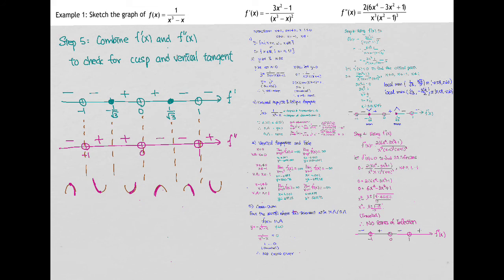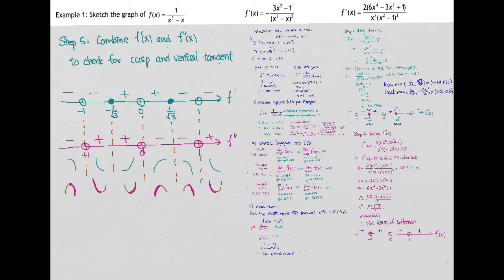Now let's draw the shape inside the interval. So it's going to be this way, that way, this way, that way, this one, and that one. Finally, we can identify the location of the cusps and the vertical tangents based on the shape that we have already.